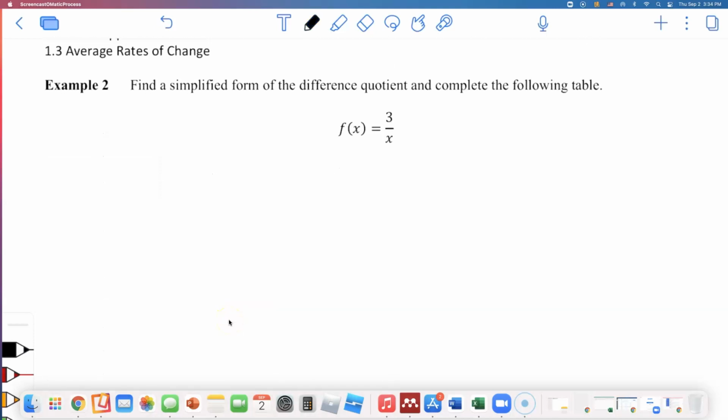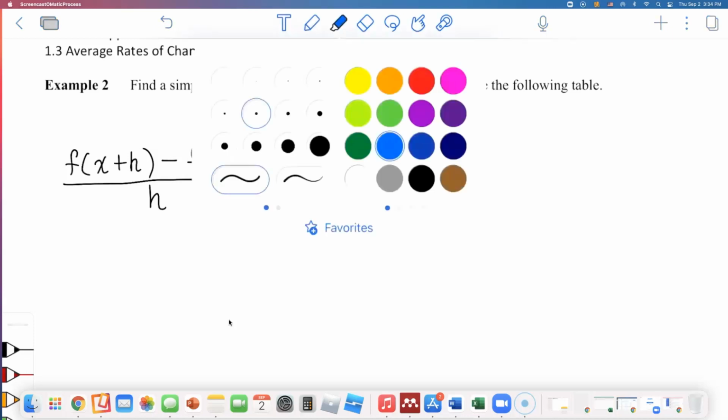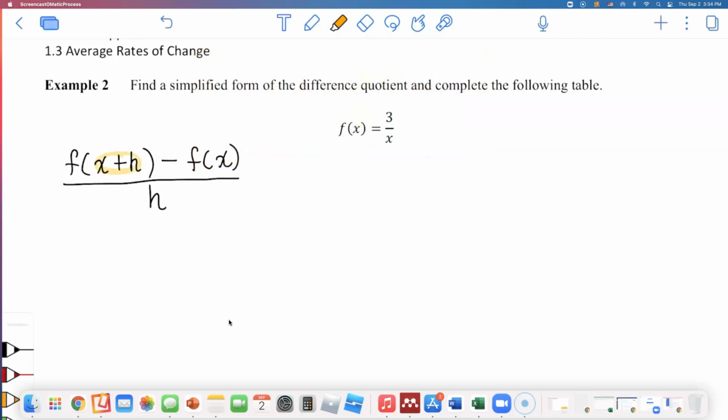All right, so difference quotient formula. What is it? It is f of x plus h minus f of x divided by h. So that is the formula for difference quotient. First thing that we're going to have to do is plug in this x plus h into f.